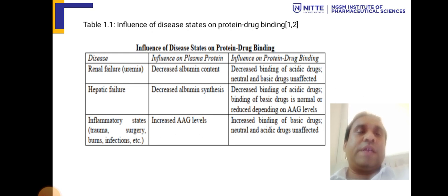Hepatic failure decreases albumin synthesis, so there is a decrease in binding of acidic drugs. Binding of basic drugs is normal or reduced depending on AAG levels. In inflammatory states, trauma, surgery, burns, and infection, an increased AAG level is seen in plasma protein. So we can see increased binding of basic drugs. Neutral and acidic drugs are unaffected.